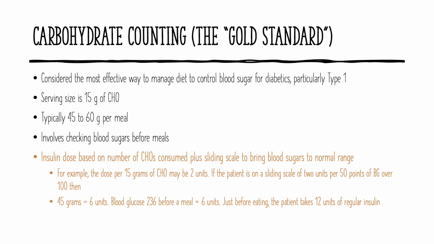If it's, say, 2 units per 50 points of blood glucose over 100, I'm lowering it a little bit here from tight control. Say the person has 45 grams of carbohydrate, well, they're going to cover that with 6 units, right? Say they have blood sugar of 236 before a meal, say that means they should get 6 units to keep their blood sugars down. So just before eating, they'll take 12 units of regular insulin and start dinner.